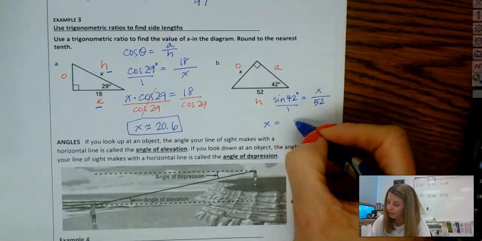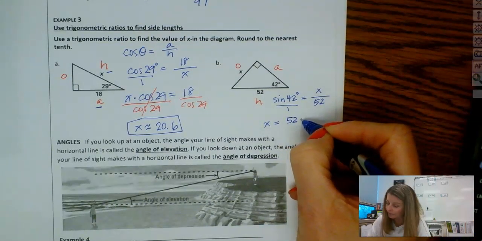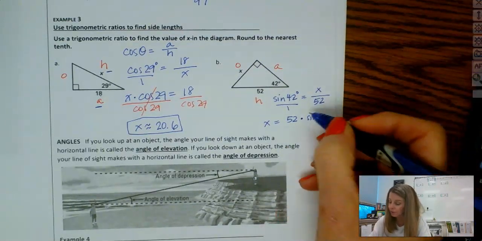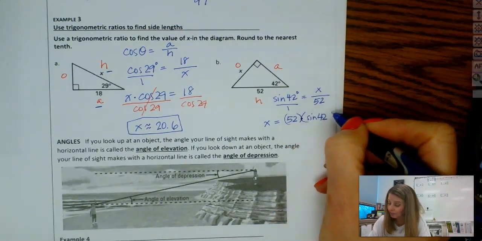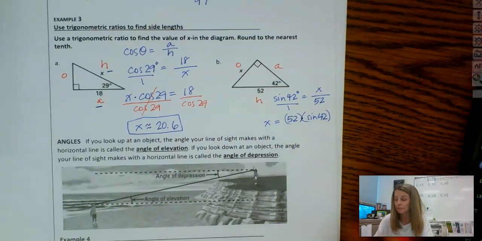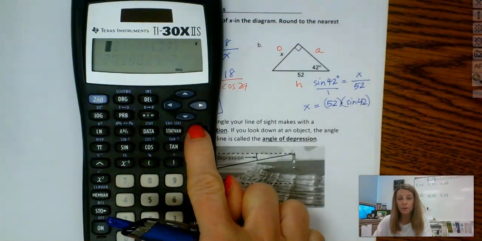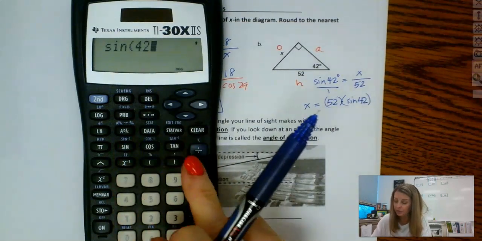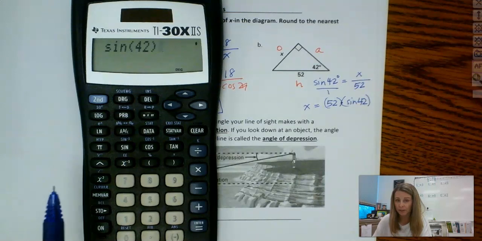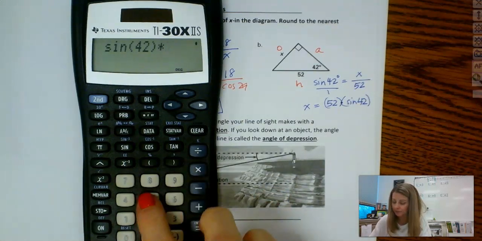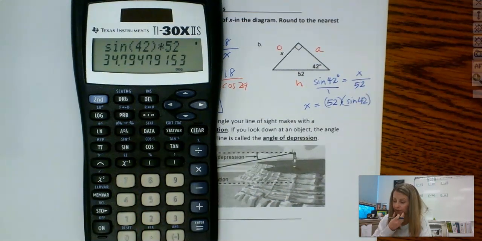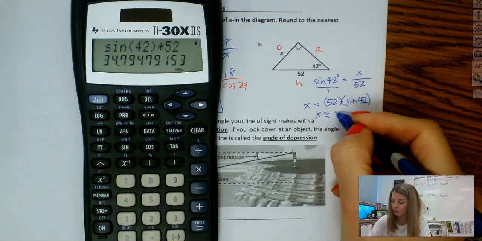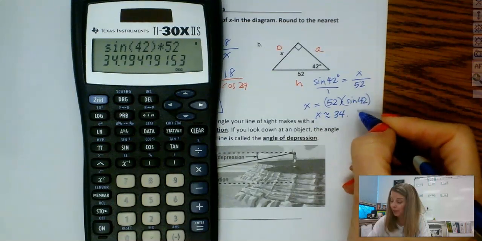It doesn't matter how you write that. I like to write the number in front and then the sine second, only because I don't want the 52 and 42 to get confused. So I am now just multiplying 52 times sine of 42. If I want to type it in a different way, if I type in the sine of 42 first, make sure you close that parenthesis. Then I should multiply by 52. I should get this value, 34.8. So x is approximately 34.8.